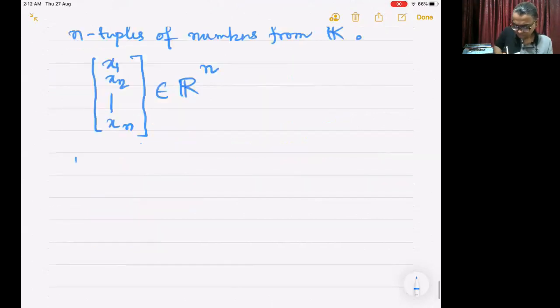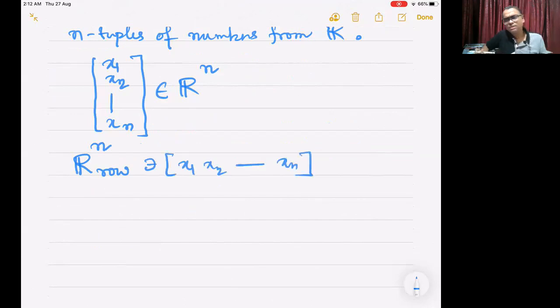Together with that, one might also talk about Rn row vectors. A typical element here looks like x1, x2, up to xn. Notice that all the properties you have listed for vector spaces are satisfied for row vectors also. In fact, there are many engineering fields where people don't talk about column vectors, only row vectors, for example cryptography and coding theory. I don't know why, but row vectors come naturally to them.